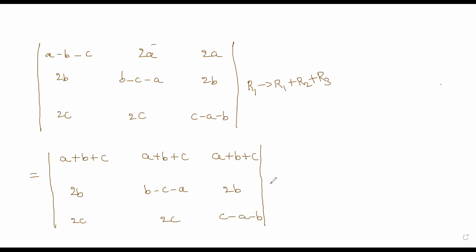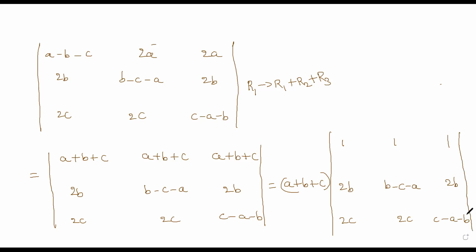And what I will do next, I will take a plus b plus c as common in row 1. So I'll get 1, 1, 1. And now you have 2b, 2c, b minus c minus a, 2b, 2c, c minus a minus b. This is what you have.